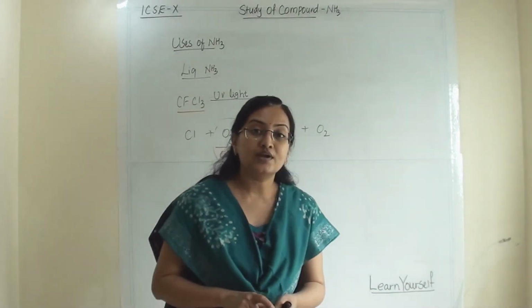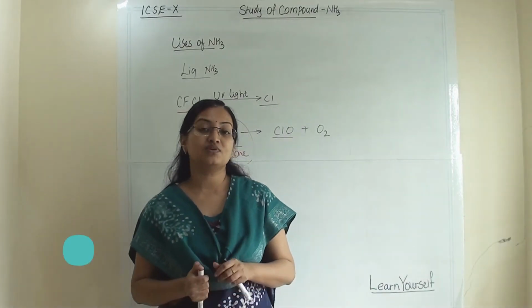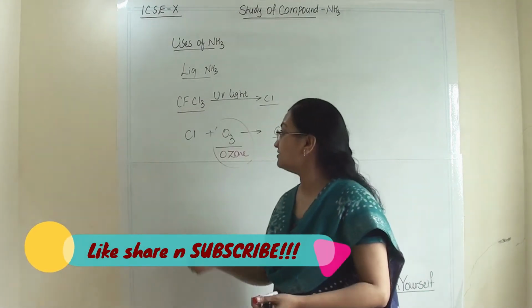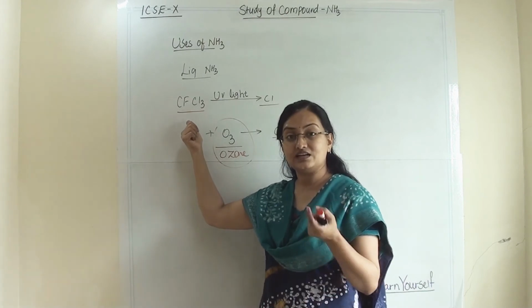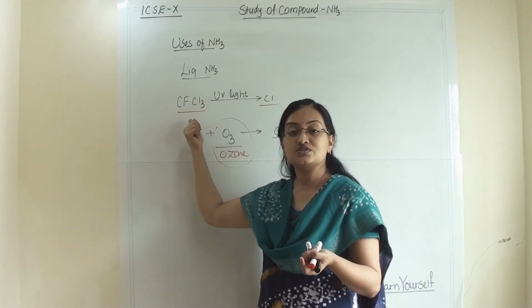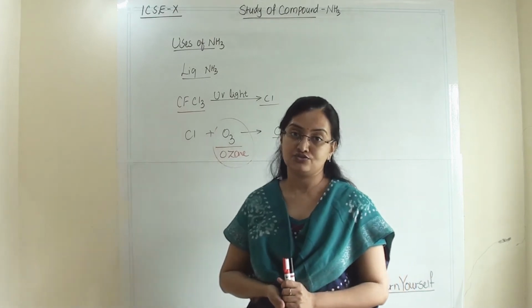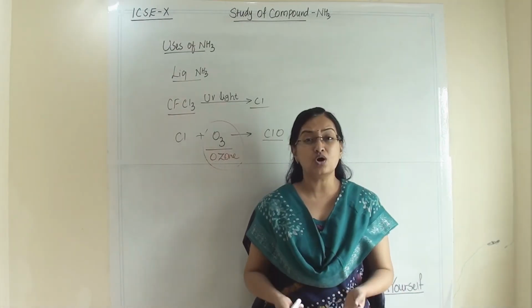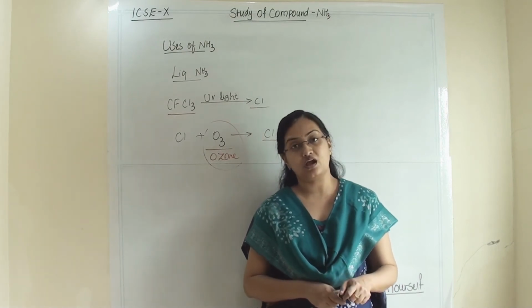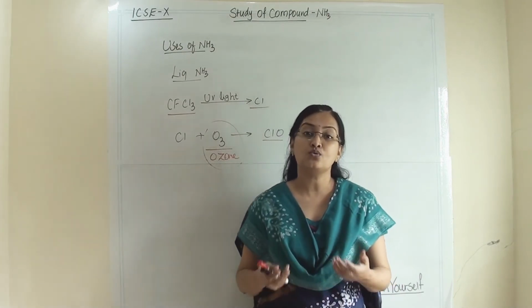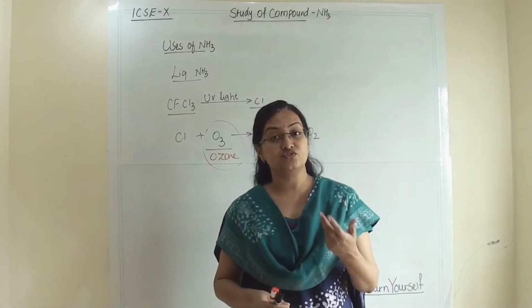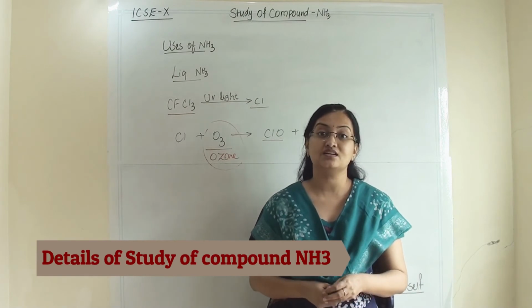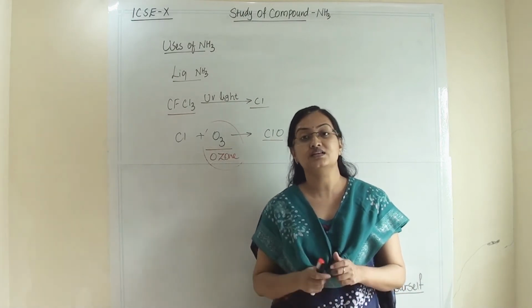Liquor ammonia is very helpful in refrigeration plants, where we can use it as a substitute for CFCl3, and by doing so we can save our environment. So this is all about the study of the compound ammonia. In this we have seen how we manufacture ammonia by 3 different processes, its chemical property, its physical property, its identification tests, and its uses.